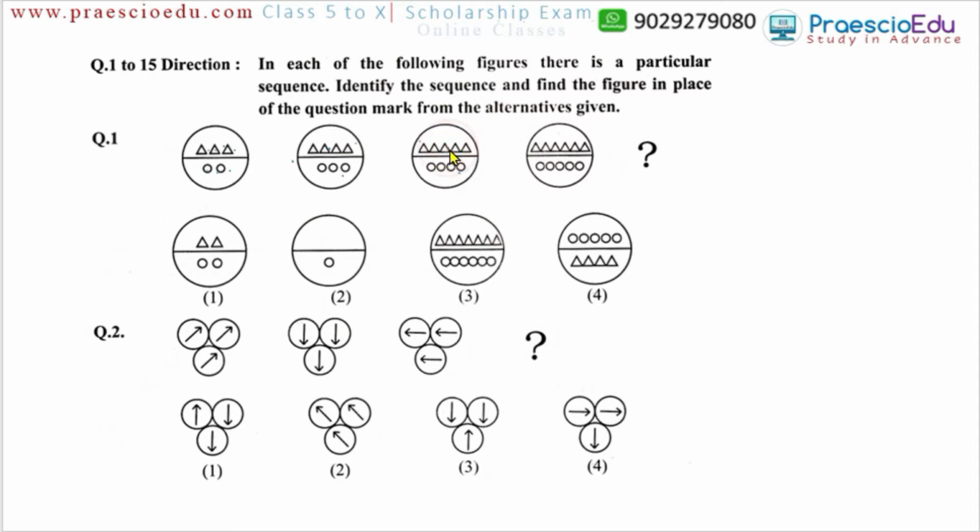So in the third figure there are 5 triangles and 4 circles. In the fourth figure there are 6 triangles and 5 zeros, or we can say 5 circles. So for the next one, this continues, meaning one triangle and one circle have to be added. So in the next one, 7 triangles and 6 circles, means option number 3 will replace the question mark, as it perfectly matches our sequence. So option number 3 is the correct one.